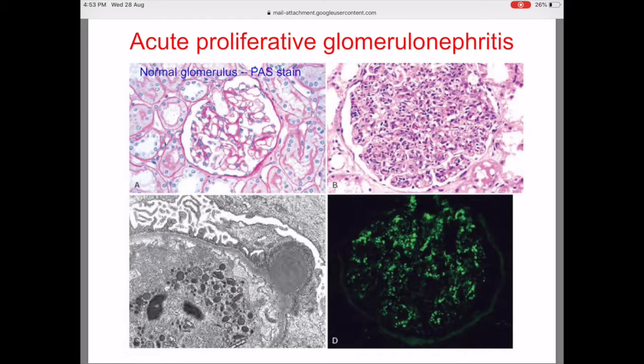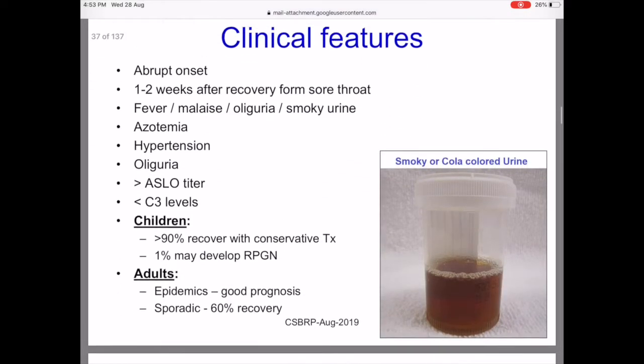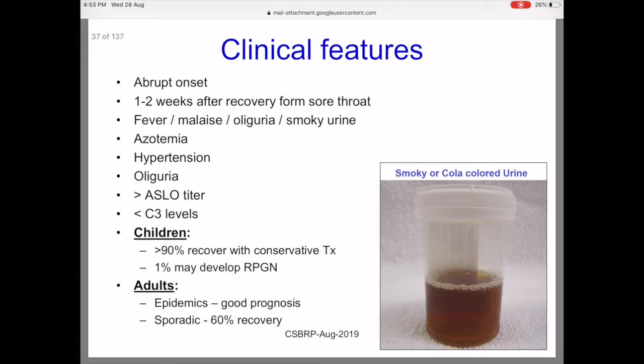and immunofluorescence showing the bumpy deposits or granular deposits in the glomerulus. Clinical features, usually it is abrupt onset. There will be a history of sore throat 1 to 2 weeks prior to this renal manifestation, and the patient may have fever, oliguria and smoky urine. The azotemia is another biochemical alteration, and invariably they will have hypertension and low urinary output. Their C3 levels will be low and ASLO titers are elevated.